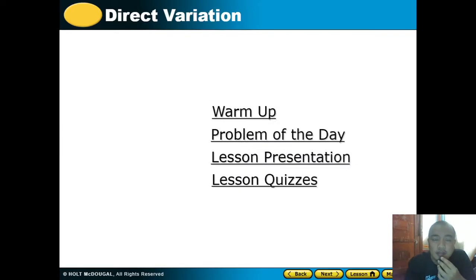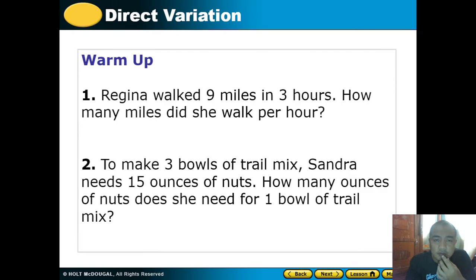Hello, grade 9 students. We are now in quarter 2 of our subject Mathematics 9. And the first topic is all about variation. In variation, we're going to discuss its different kinds. The first one is what we call the direct variation. Before we discuss direct variation, let us have first this warm up.